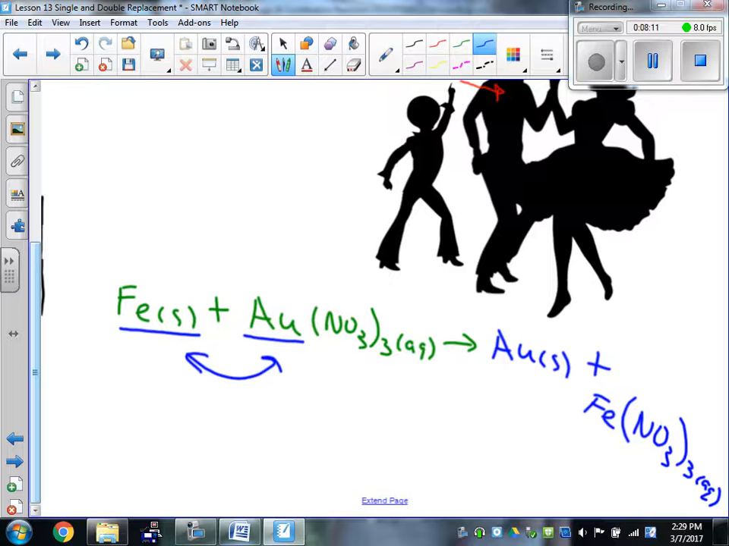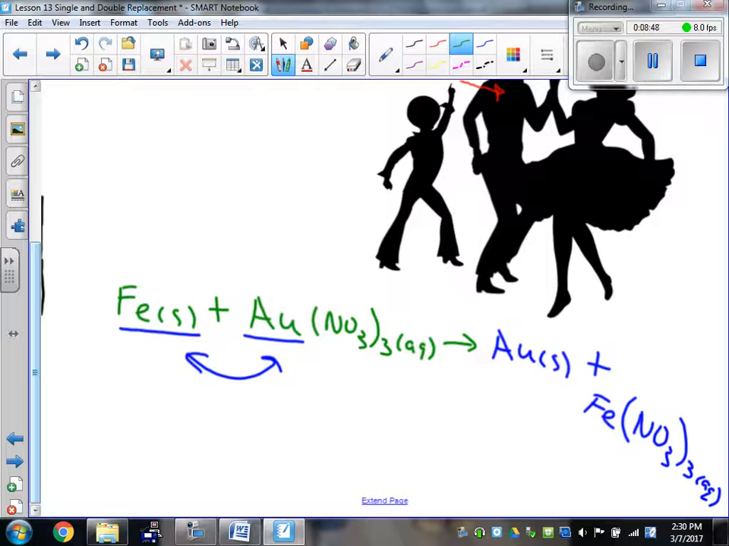Now, we need to balance this as well. One iron, Fe, good. Au. Tony, Au. No. Au. That's good. 3 nitrates, 3 NO3s, we're good, yeah? Right? We balanced it. So metals switch places, yes? Okay? So remember that. Good?